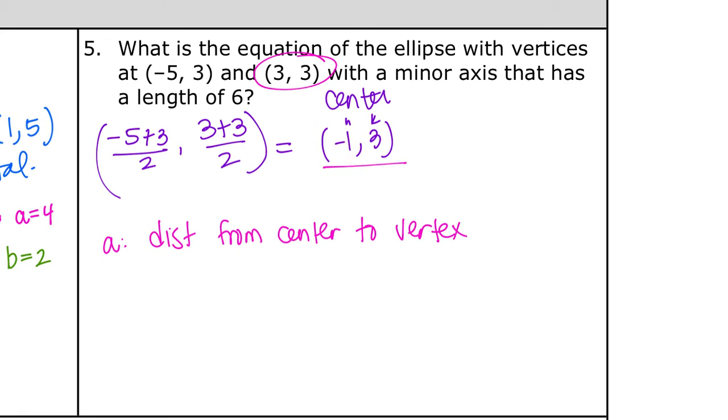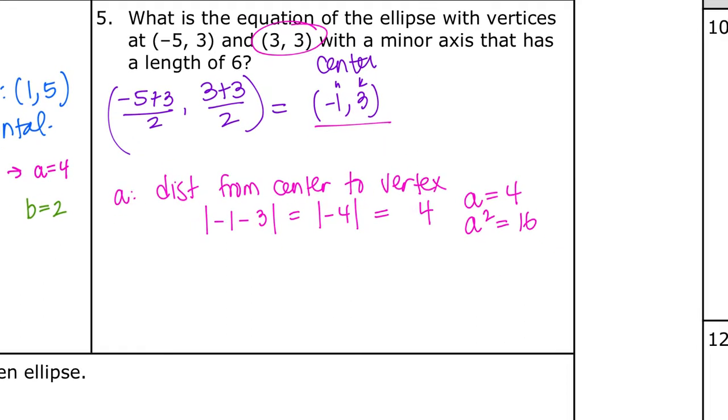So all you have to do is take the absolute value of subtracting those two numbers. So -1 minus 3. That's -4, but when you take the absolute value, that's just +4. So that means that A is 4, and we're actually going to need A squared, so A squared is 16. Last thing we need is B.